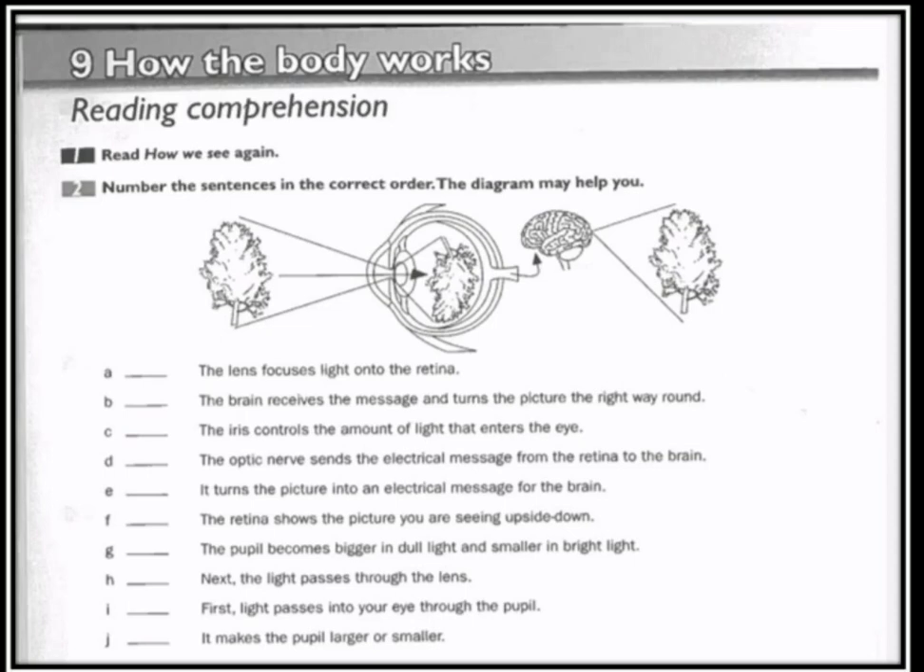Now let's go to sentence number 3. Which one? It is sentence C. The iris controls the amount of light that enters the eye.